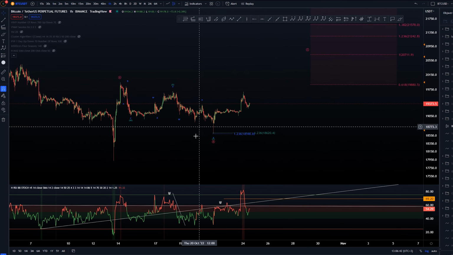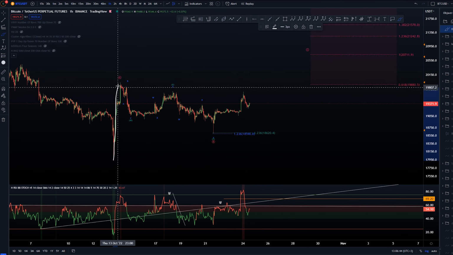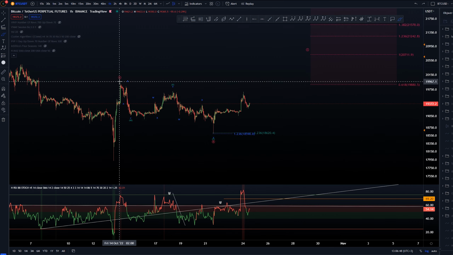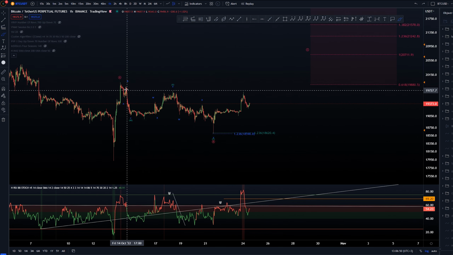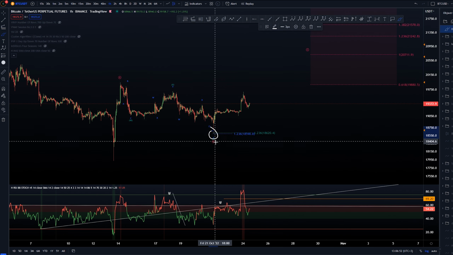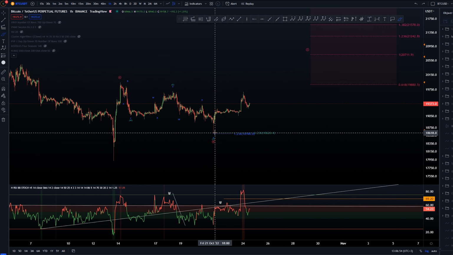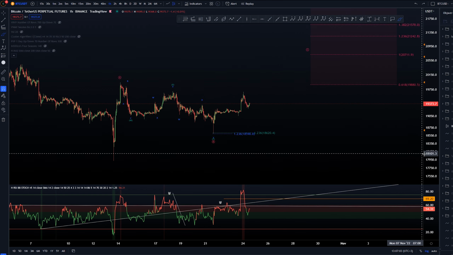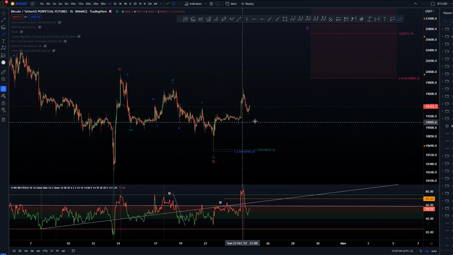So the idea that we've been following has been this, where we would have a wave A as a 5-wave structure, then looking for a 3-wave structure pullback as a WXY into the lows here around the 18.6k on 21st of October. Since then, we were expecting a 5-wave structure for that C wave to take place, and then this whole structure would be complete.